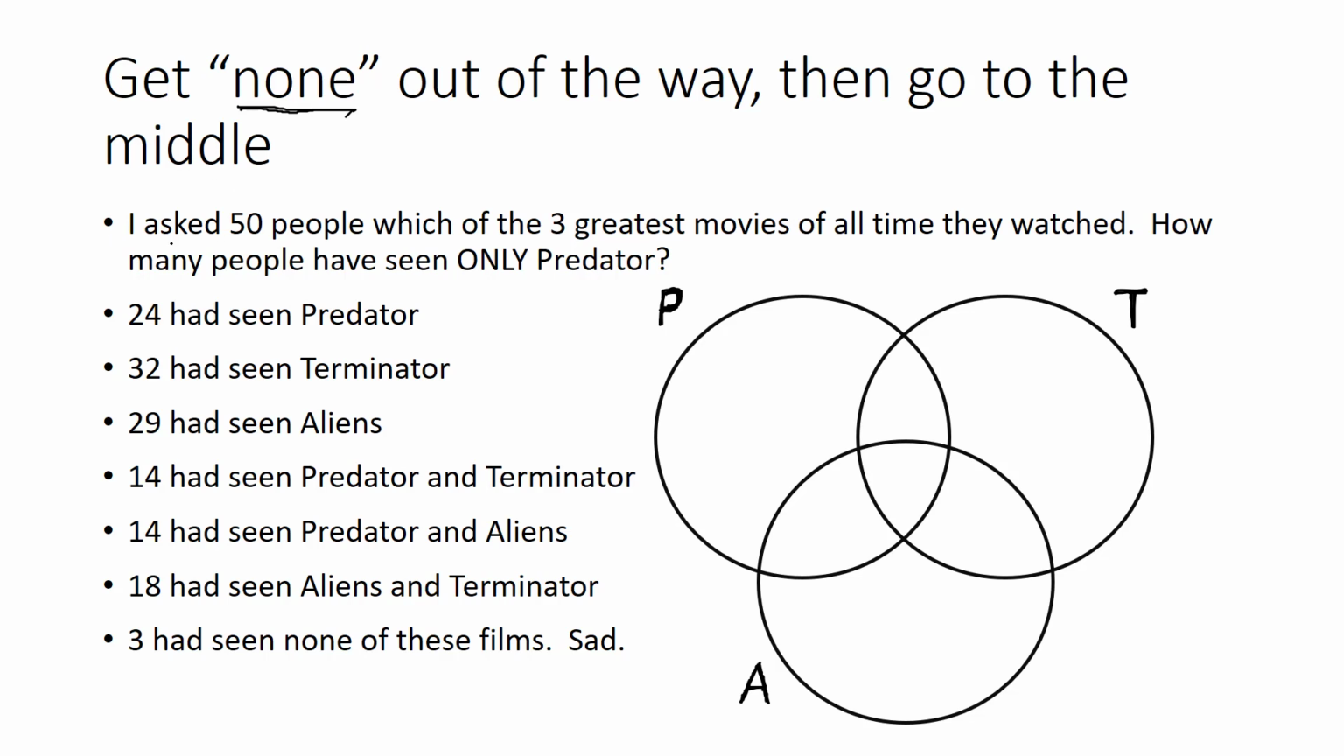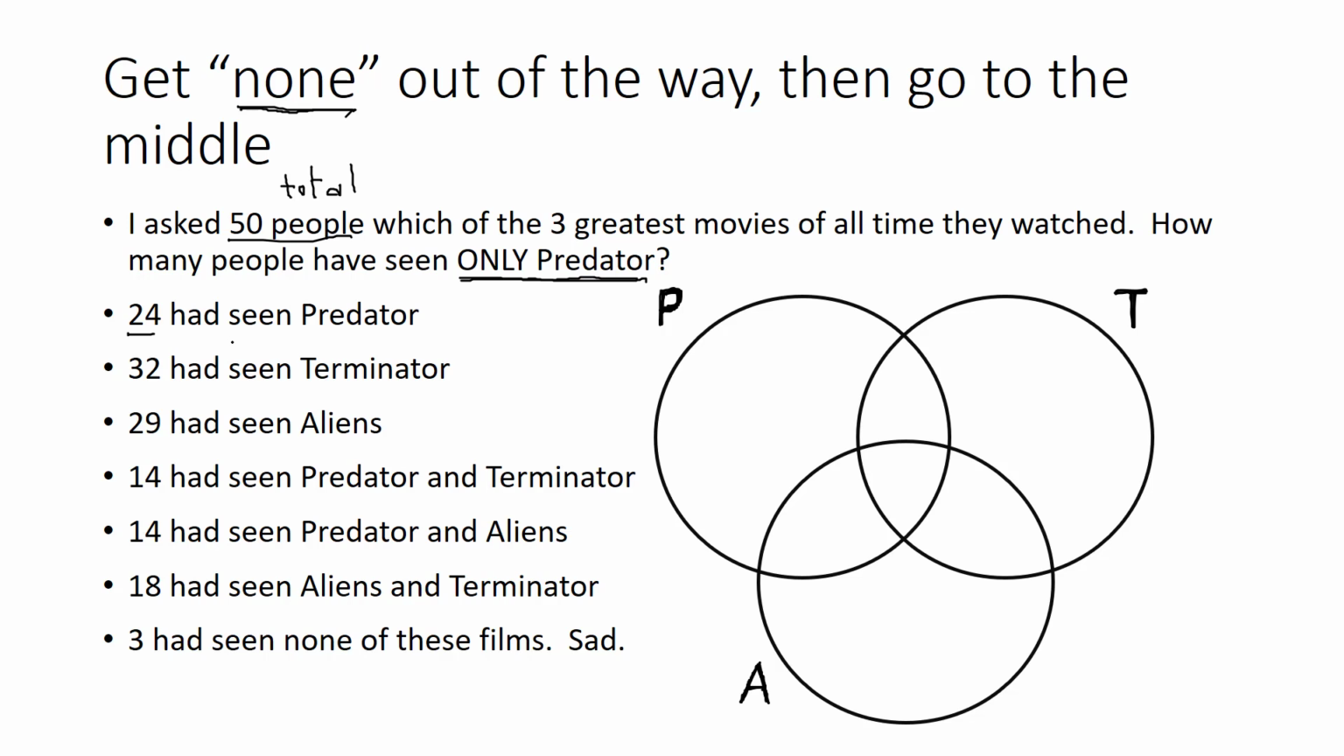I asked 50 people which of the 3 greatest movies of all time they watched. So we're dealing with 50 people, 3 movies, so we have a 3-set Venn diagram, greatest movies of all time. We want to know how many people have seen only Predator, denoted by our P. So this is our Venn diagram here that we're looking for. Pay attention to this when you're publishing your answer in the future.